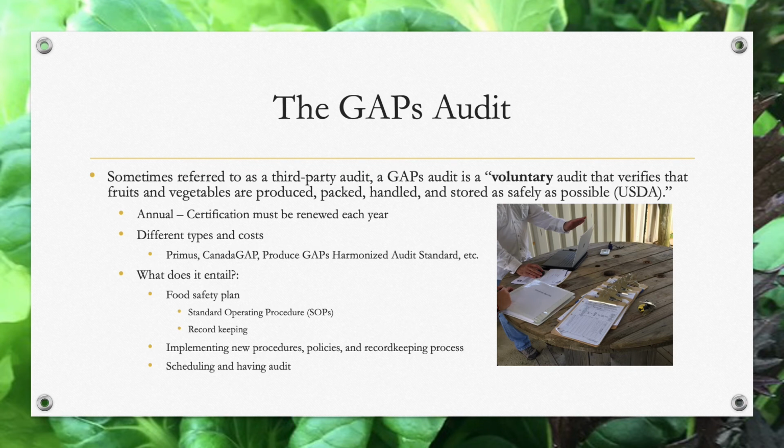What does the typical GAP audit entail? It entails a food safety plan. Basically it covers your entire operation with standard operating procedures, policies, and then records that you keep to show that you're meeting those standard operating procedures and policies that you say you're going to do. It often means implementing new procedures, policies, and record-keeping processes. A lot of the things that you're probably doing in your greenhouse meet all of these food safety standards that we talked about, but now you've got to write it down if you want to have an audit. And then obviously scheduling and having an audit, and that's something that I also help growers do.